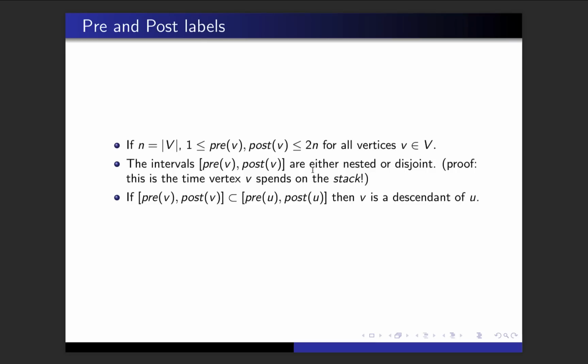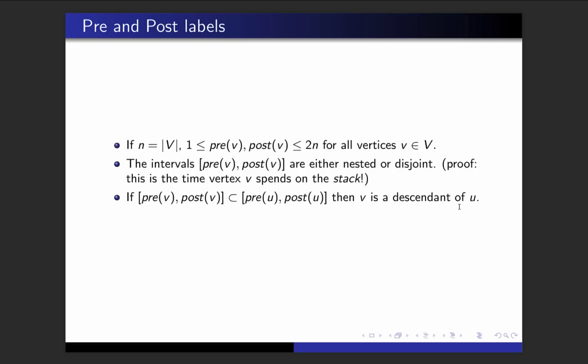And because of that, you can conclude that these intervals are either nested or disjoint for every pair of vertices. This is more of a property of the implementation. We may not rely too much on this, but for certain problems, for certain applications, it's actually nice to have it in mind. And in particular, you can conclude that if the interval pre of V, post of V is within the interval pre of U, post of U, then the vertex V is a descendant of vertex U.